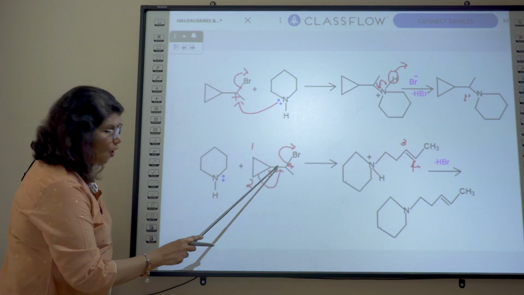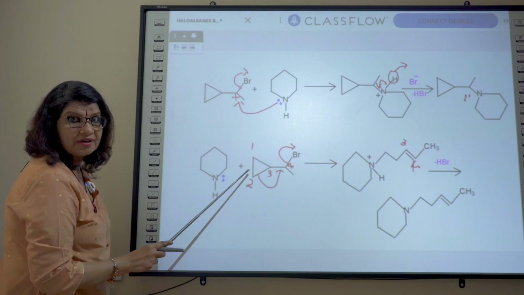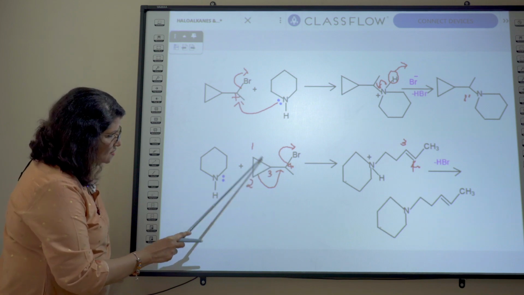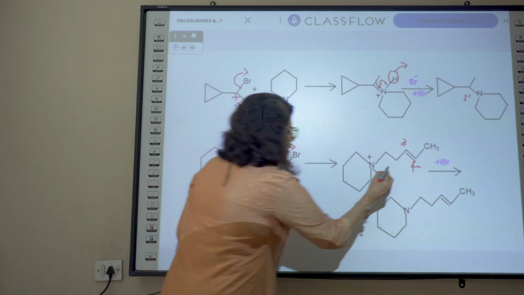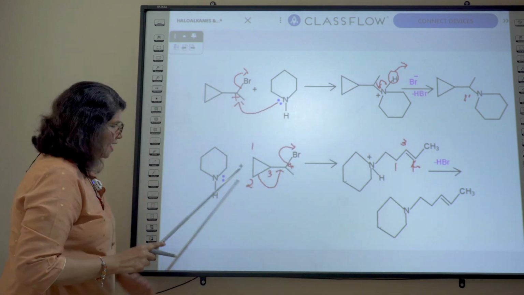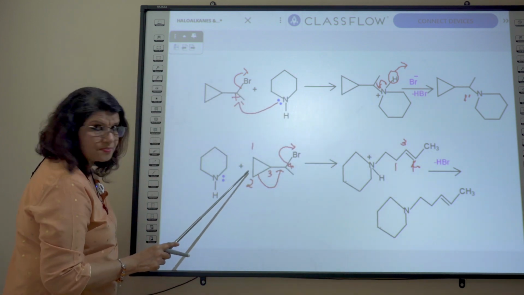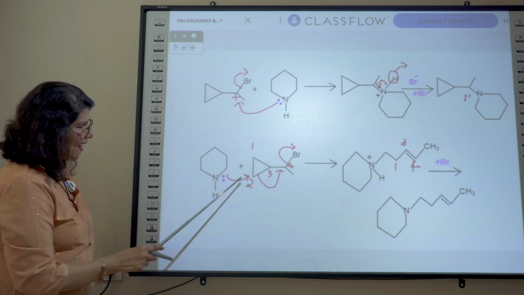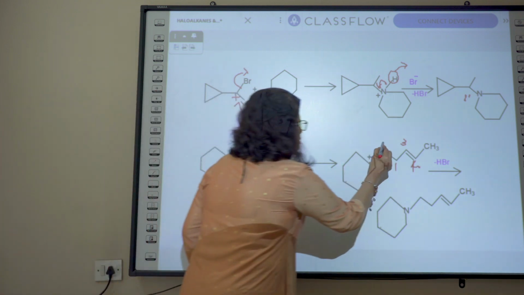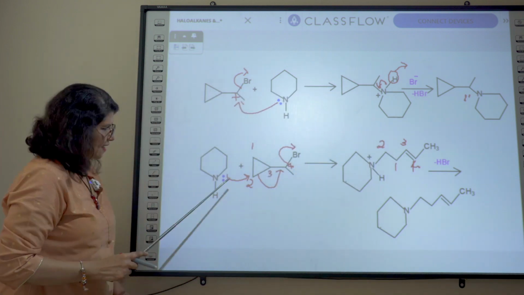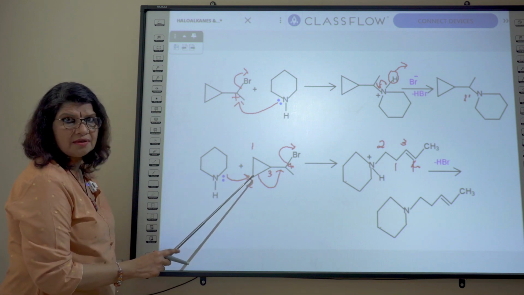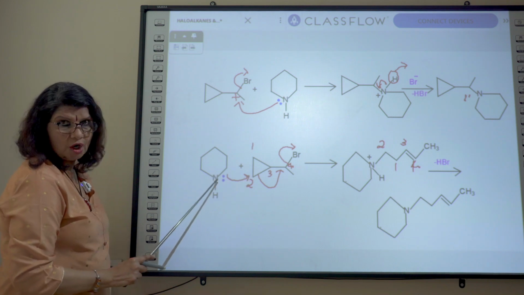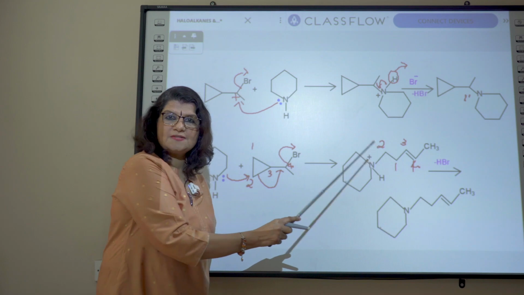Because of the shift of this bond in this direction, 2 will become electron deficient. Before that, 3 is bonded to 1. So this is your carbon atom number 1. Now, because of all this shift, 2 has become electron deficient, as a result of which the lone pair of electrons on nitrogen will be attracted to carbon atom number 2. So this is your carbon atom number 2. When this lone pair is shifted to form a bond between nitrogen and the second carbon atom, nitrogen will lose its hold on this pair of electrons and will acquire a positive charge.